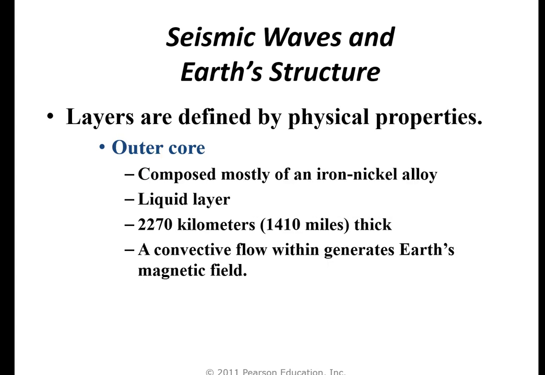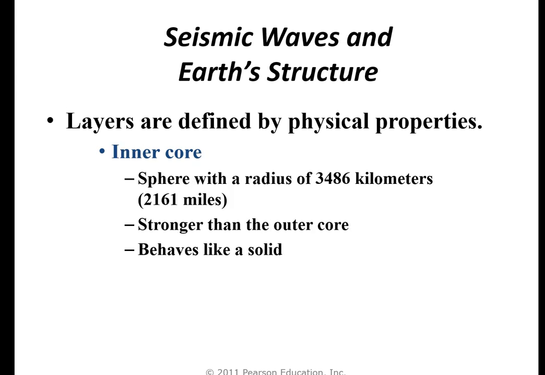The outer core is a liquid layer composed mostly of an iron-nickel alloy, 1,400 miles thick, with a convective flow which generates Earth's magnetic field. Because the outer core is a liquid and a metal, and it flows, it generates its own magnetic field, and that's what causes the magnetic north and south poles on the Earth. And then finally, the inner core, a sphere with a radius of 2,100 miles, stronger than the outer core, and it behaves like a solid.